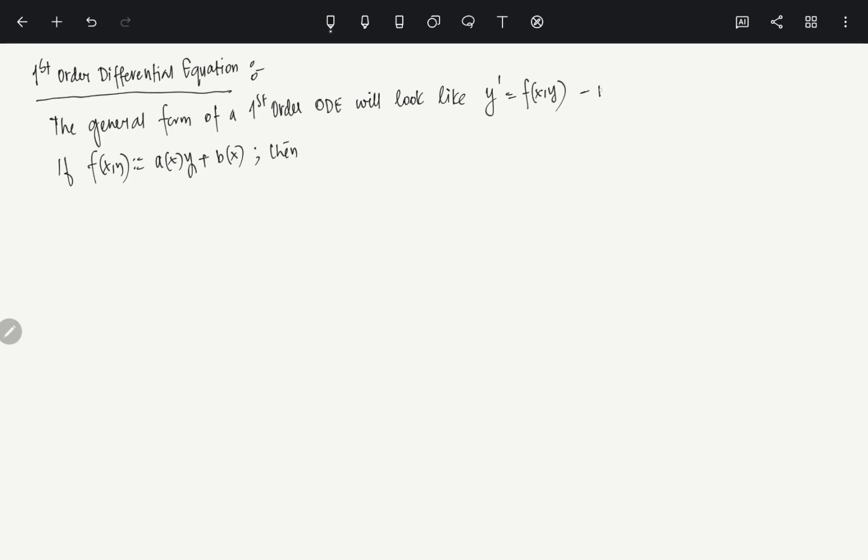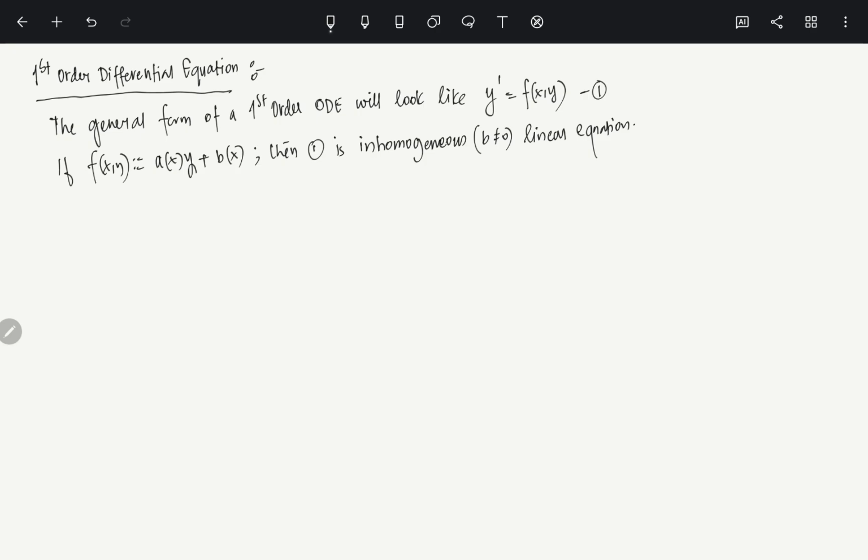Then let's call it inhomogeneous. Inhomogeneous is when b is not 0. This is a linear equation, right? And it is very easy to solve. You just find out the integrating factor and you can solve it, right?